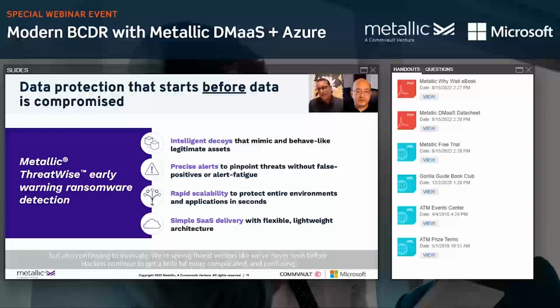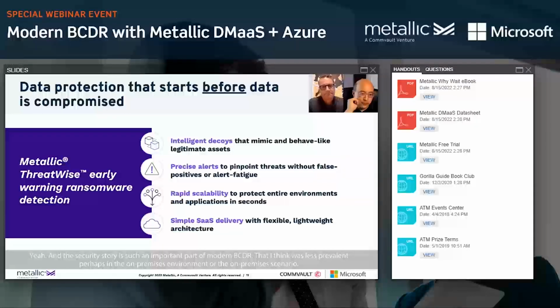Hackers continue to get a little bit more complicated and confusing and more intelligent about how they're going in to customers' IT environments. And I think the fact that ThreatWise, again, a SaaS service, is always innovating, always updated, always taking care of what's the latest and greatest from a hacker perspective. Again, I think that should give a lot of confidence to our clients.